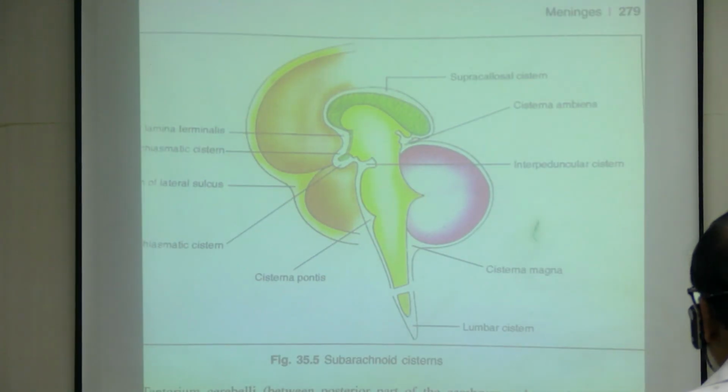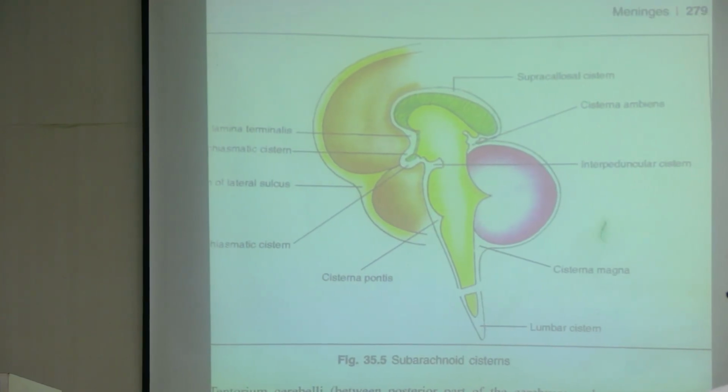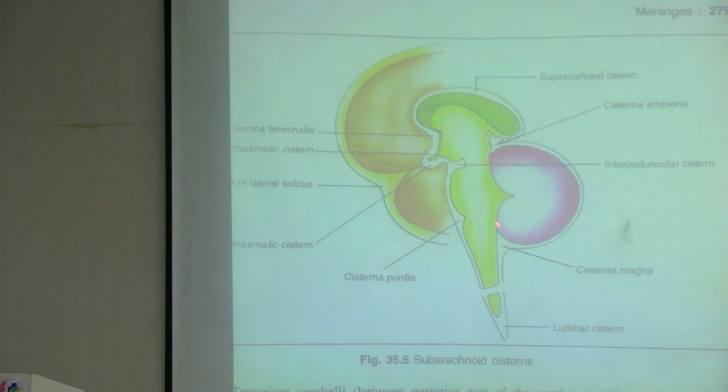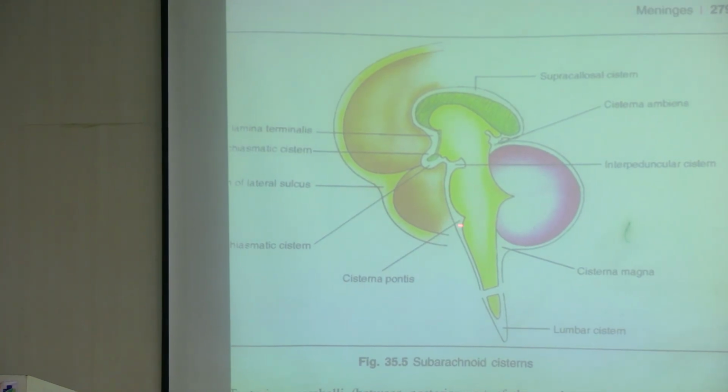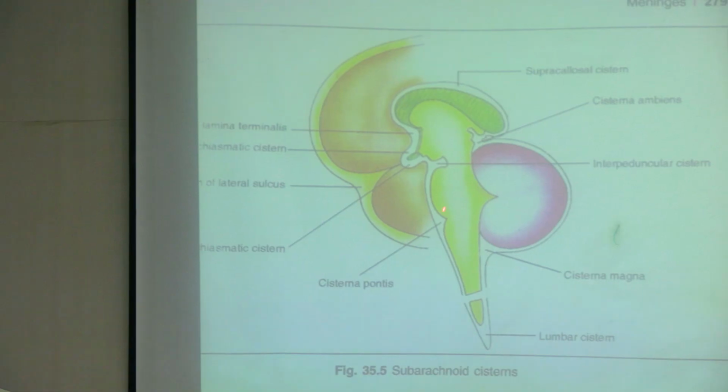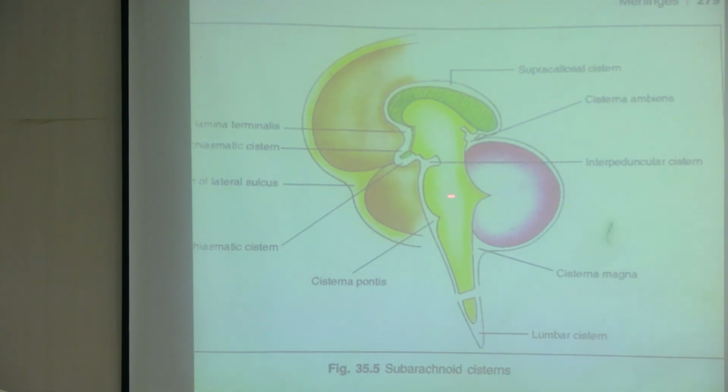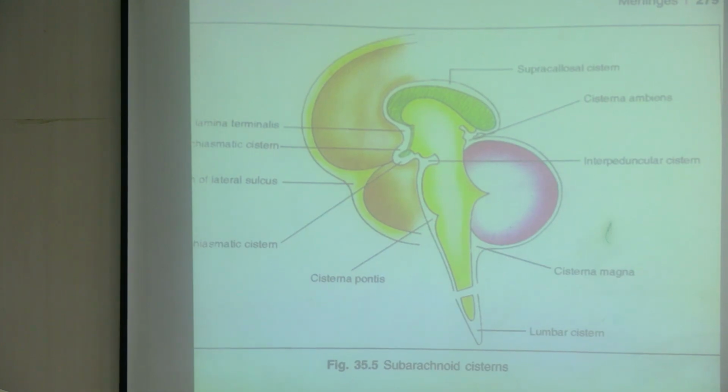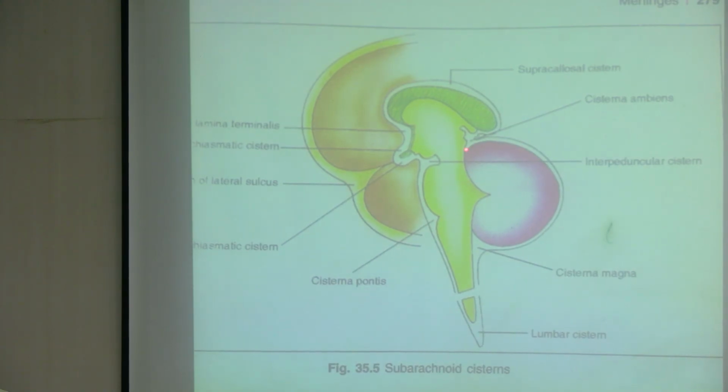So where do the other cisterns lie? Here you see, in front of the pons, this one is called cisterna pontis. Behind the midbrain, here you see, this is called cisterna ambiens.